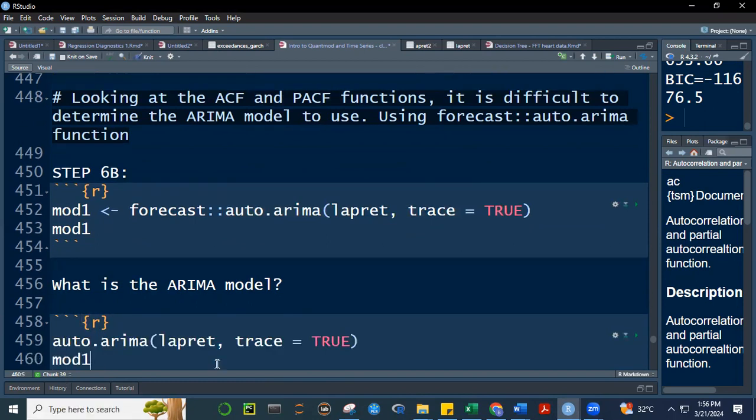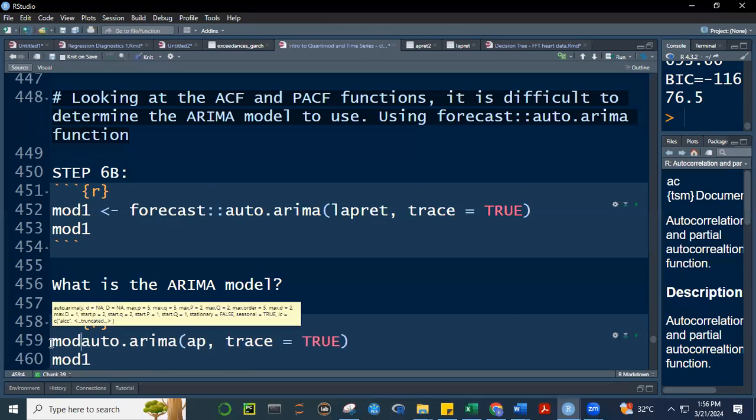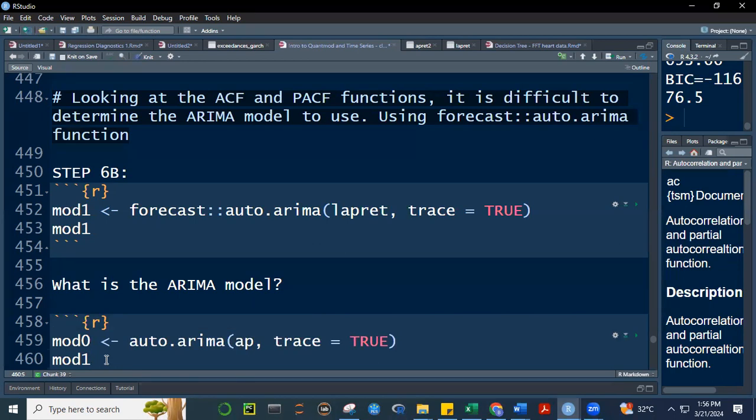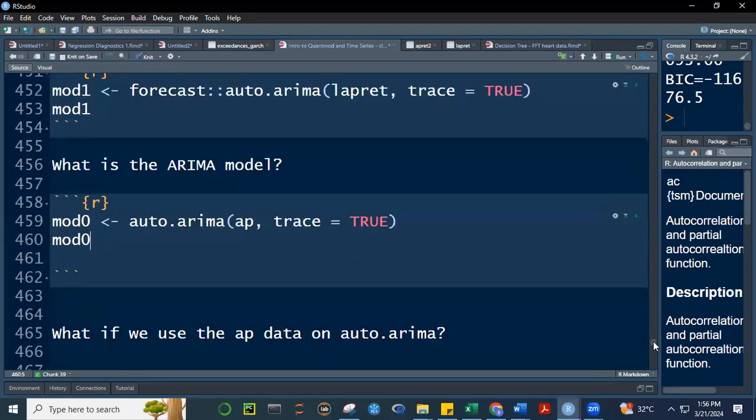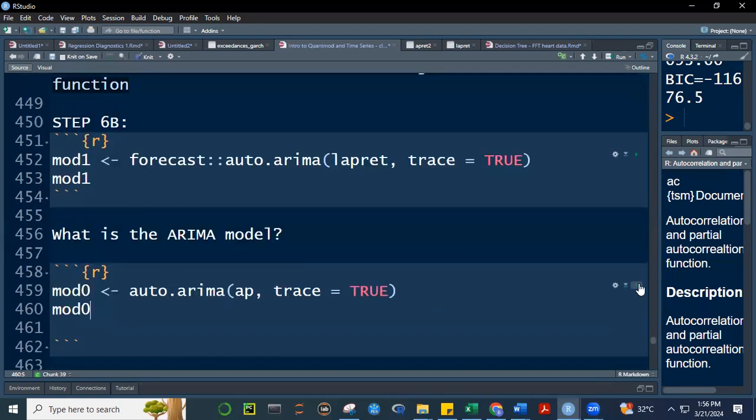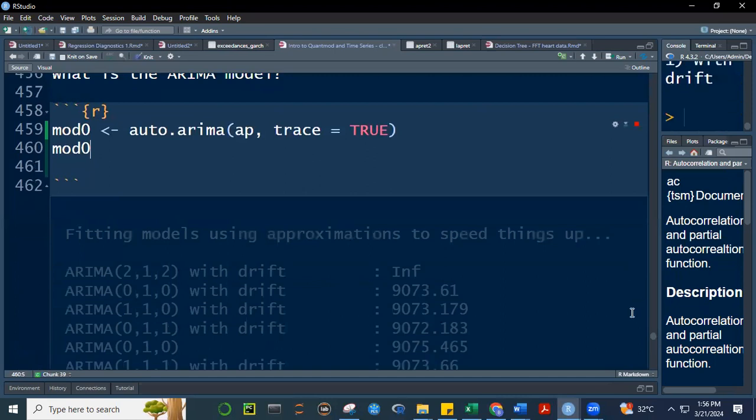Control V. Okay, auto.arima. What if ang i-model natin si AP? Yan. Take note, si Apple Cross. Ito yung adjusted prices, di ba? Right? Lagyan natin to ng mod 0. Okay, let's see what will happen kung ang pinapamodel natin are just the Apple prices. I-run natin to, trace is equal to true.